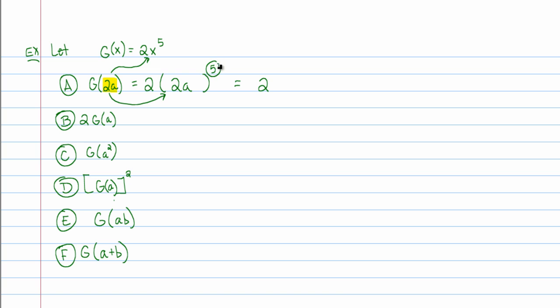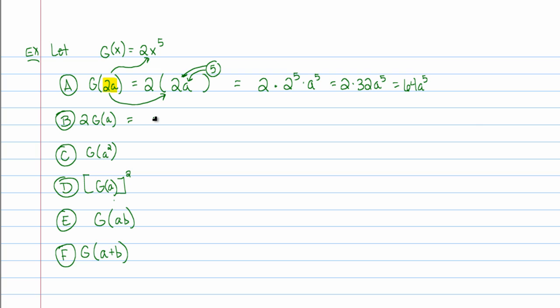Well, remember, this exponent here, since there's a product in here, this exponent applies to each of the factors. It doesn't distribute, it applies to each of the factors. So you'll have times 2 to the 5th and times a to the 5th. 2 to the 5th, by the way, is 32. And of course that would be 64 a to the 5th.